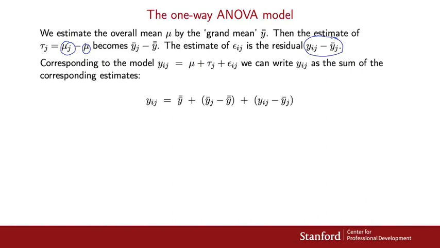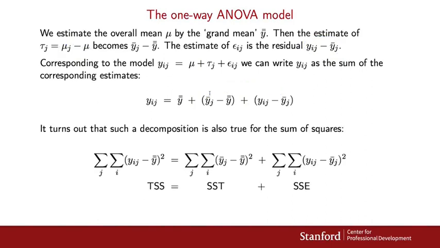Y is the sum of three terms. Now, of course, this is kind of obvious because you see that y bar bar cancels out here, and the jth treatment mean also cancels out. So this identity simply says that yij equals yij. But it's useful to write it that way because it tells us how we think that yij comes about from the various sources of variation.